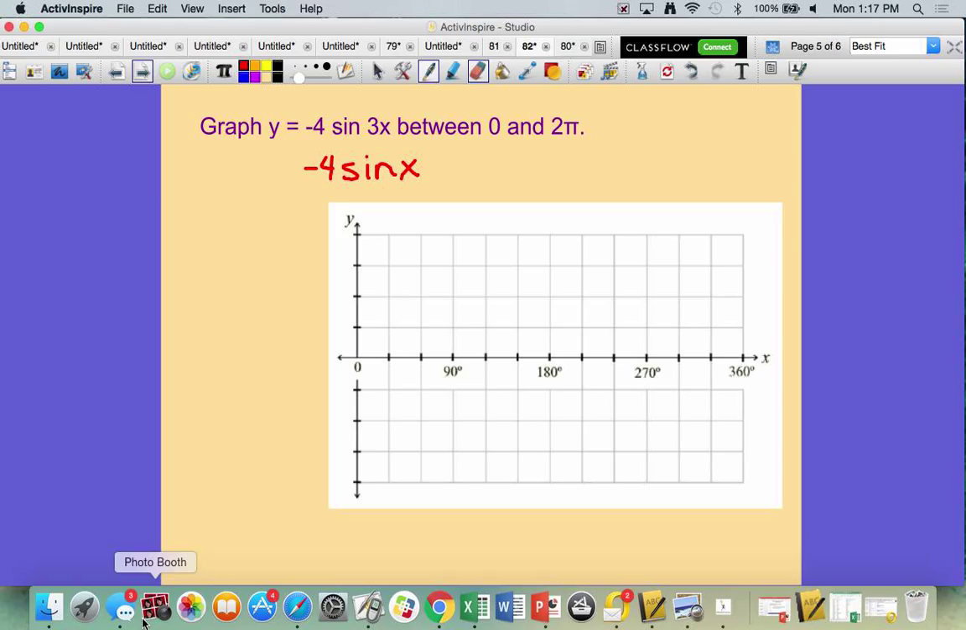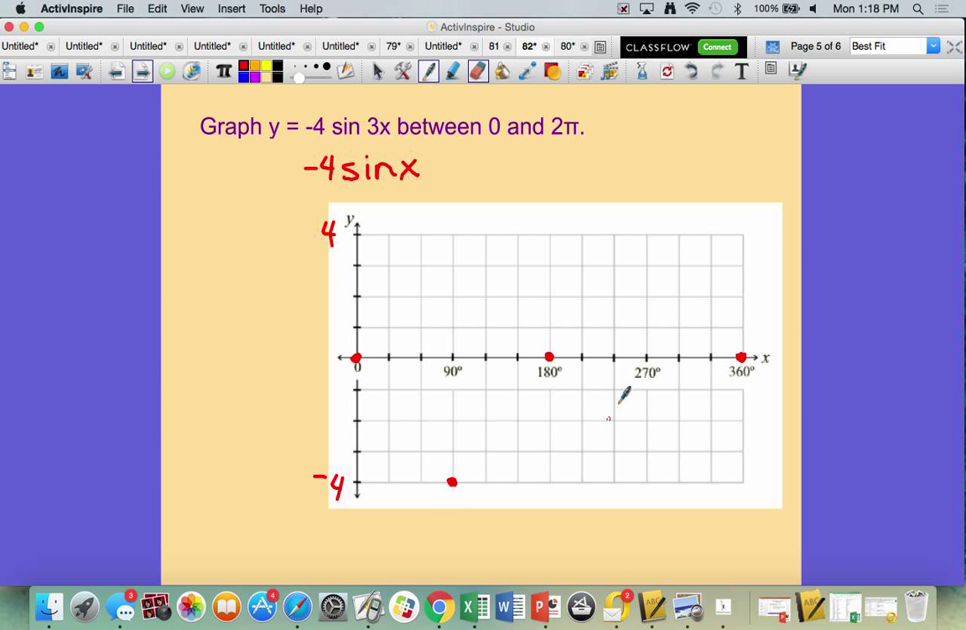Alright, so for sine, we start at 0. And here's some of the shortcuts with this. Sine always starts at 0, it always ends at 0 when the period is 1. Halfway in between those two, it's also going to be at 0. Halfway in between those two, so 0 and 180, is going to be whatever your amplitude is, or whatever the number is out front. So that would be down at negative 4. So at 90, we'd be at negative 4.